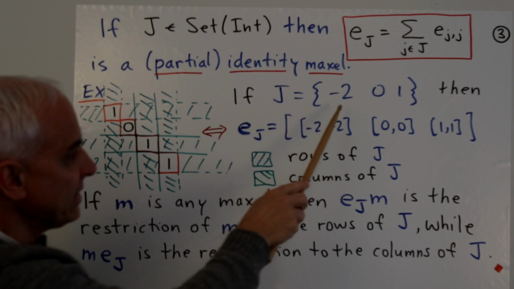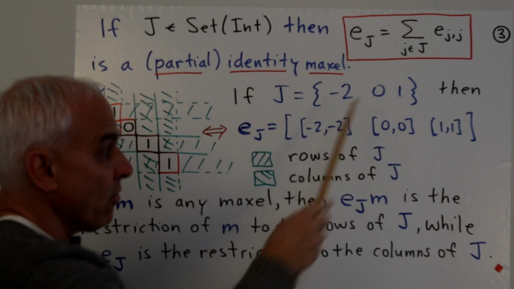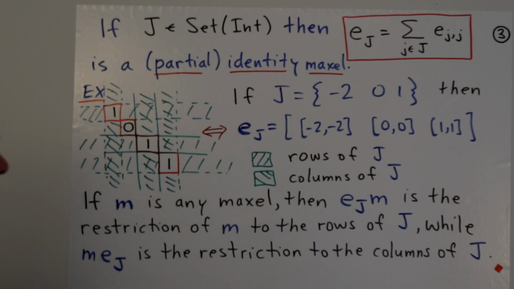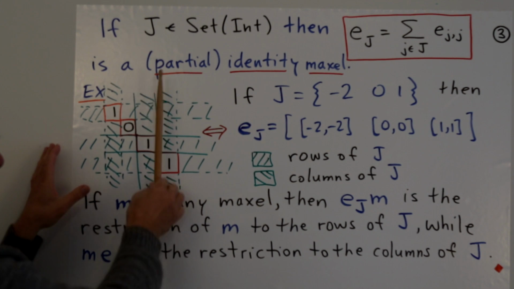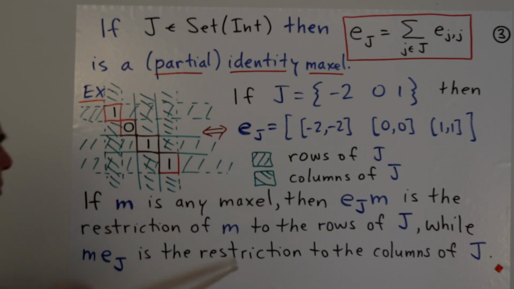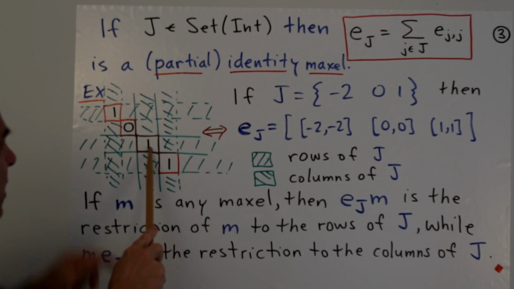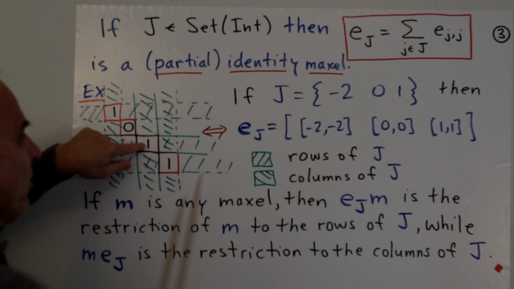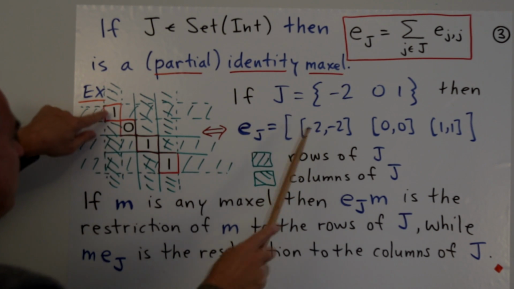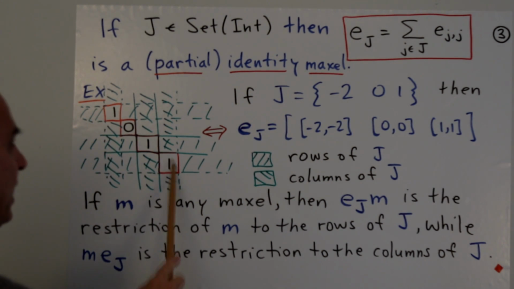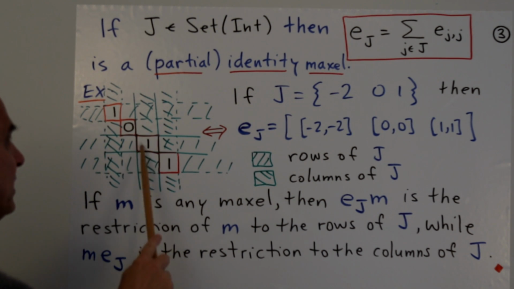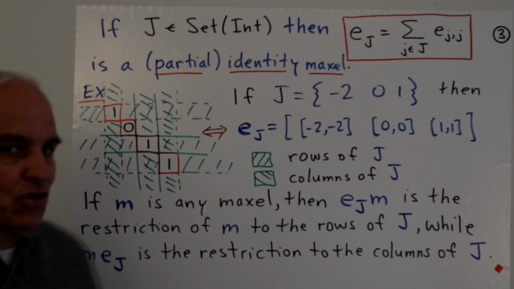For example, if J is the set minus 2, 0, 1, then it can be represented, the E sub J, here. So here's our basic two lines. It's a bit of a crowded diagram, but you see a 1 there. That 1 represents that 0 there. The minus 2, there, that 1 there, and this 1 represents there. So this thing here is E11, this is E00, and this is E minus 2 minus 2.